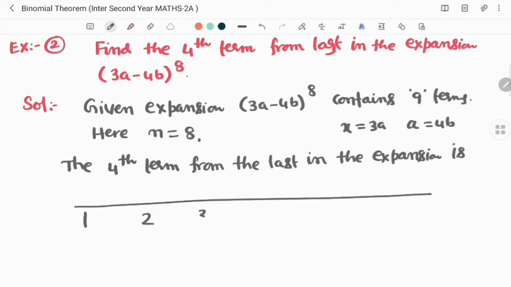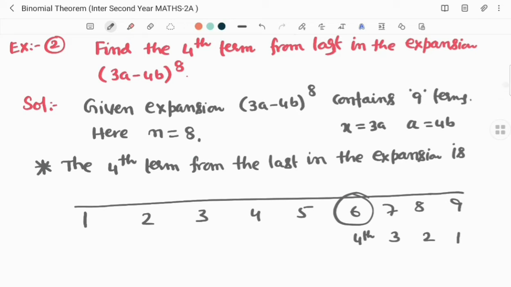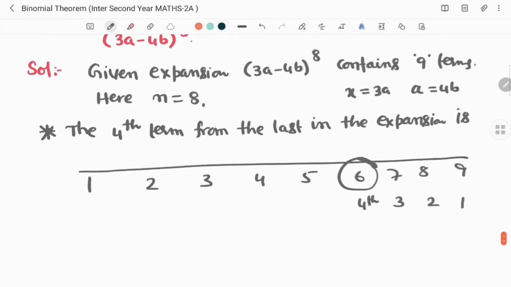first, second, third, fourth, fifth, sixth, seventh, eighth, ninth. So total 9 terms are there. Why? Because (3a minus 4b) whole power 8, it contains 9 terms. In that, the fourth term from the last in the expansion. So this is the first one, second one, third one, fourth one, this only, no. So this we want. So here you cannot take t4. You remember, dear students, sixth one. So from the last it is fourth one.